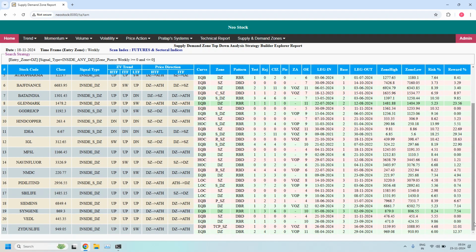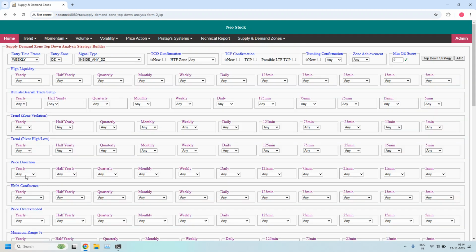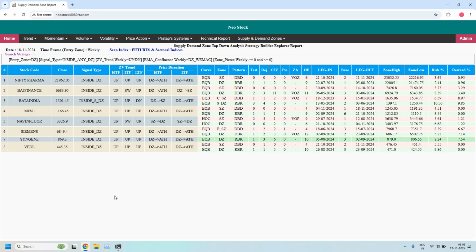In these weekly demand zones, some might have high probability based on the EMA Confluence. So in the EMA Confluence at weekly time frame, weekly demand zones having weekly EMA Confluence filter is enabled, and EMA Confluence does not make sense in sideways. It makes sense only in the trending market. That's why in the zone violation at weekly time frame, I am checking the trend based on zone violation. I am selecting only up or down trend, not sideways. Now let's filter. We got 8 stocks.